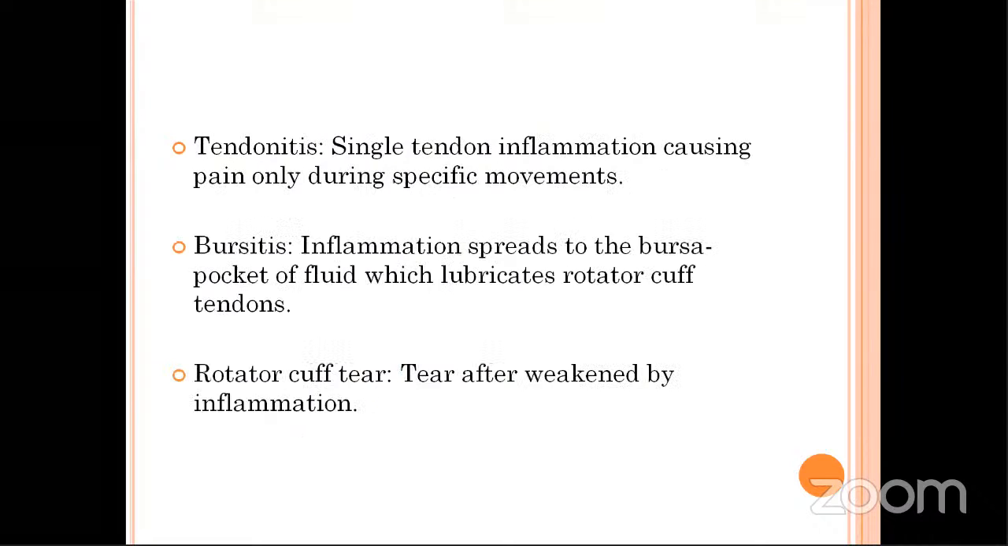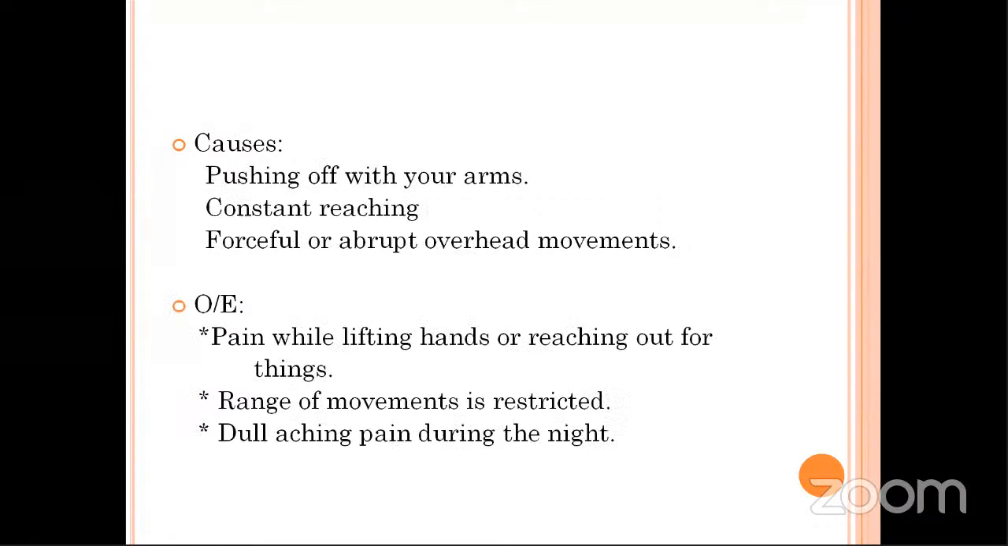So it can present in 3 ways. It can either be tendonitis or bursitis or a rotator cuff tear. Tendonitis is when a single tendon is inflamed, which causes pain only during specific movements. If this inflammation of a tendon is spreading towards the bursa, then it is known as bursitis. When a tendon is weakened due to the inflammation, if repeated injury happens to the tendon, it can cause the tear, causing the rotator cuff tear.